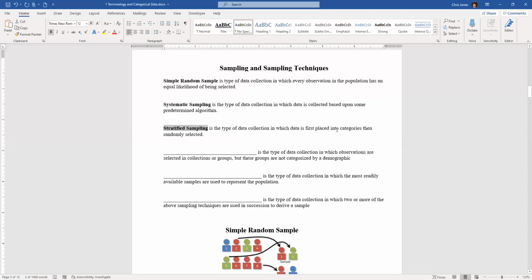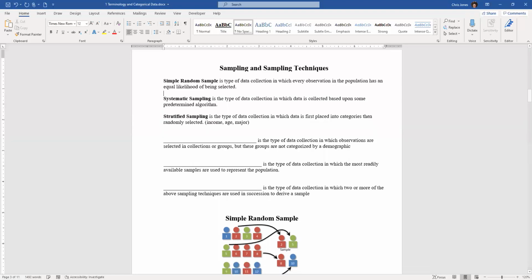Stratified sampling suggests that we actually have to put them into categories, which might take a little bit more work, but it might be more reflective of the population. So for instance, we could put them based on income, age, major, and then maybe we could select 3 people from each major, or 3 people from each different income bracket, or 3 people from each age bracket. That's your stratified sampling. You're putting folks, or observations, it doesn't have to be people all the time, into different classes or strata, and then we're selecting 1 from each.